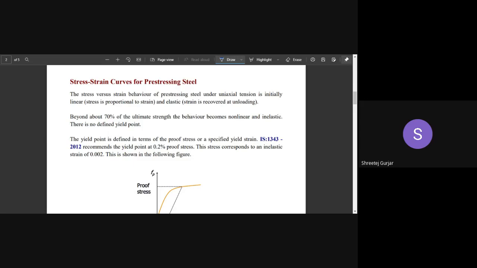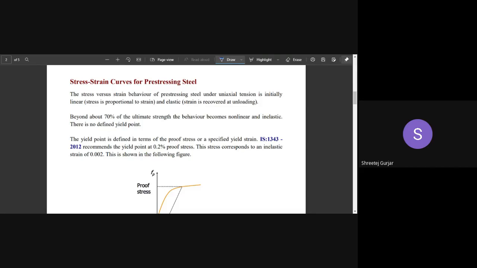Okay, so I will continue with the next property of steel. If you have any doubts, you can continue typing in the chat, that is not an issue. The next important property that we have to study is the stress strain curve. Similarly, as we studied the stress strain curve for concrete, we have to study the stress strain curve for pre-stressing steel.